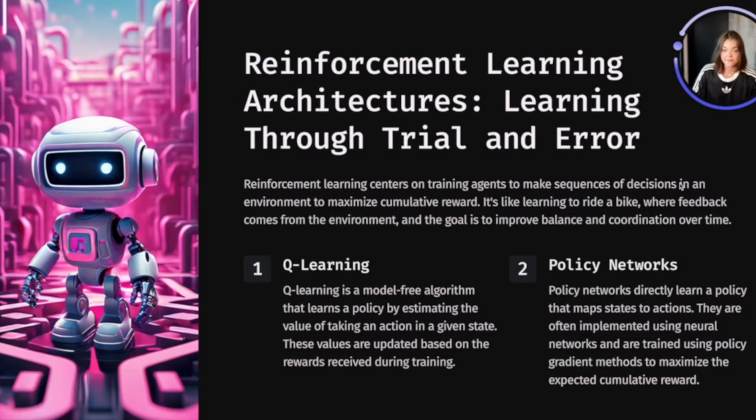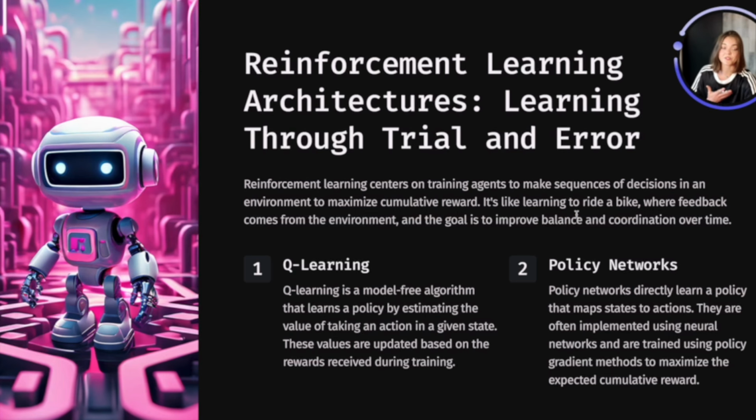Q learning learns a policy by estimating the value of taking an action in a given state. So I'll go into both of these different types of reinforcement learning methods, Q learning and policy networks. Q learning is a value-based method and policy networks are a policy-based method. So we'll talk about that now.